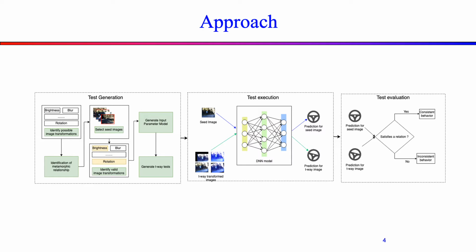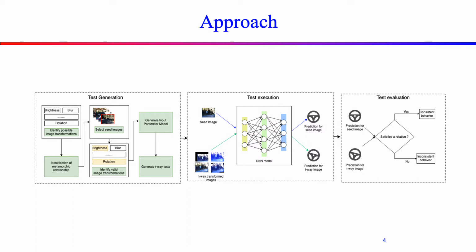Then, based on the valid transformations, in step 4, we generate a T-weight test set. To do that, for each seed image, we design an input parameter model where each transformation is identified as a parameter and the transformation values that make a transformation valid are identified as parameter values.